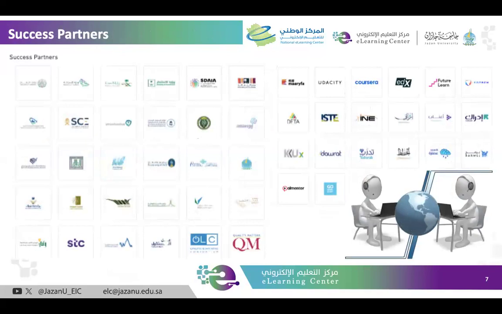Here are a lot of success partners with the National E-Learning Center. One of them is Jazan University, which is also one of the success partners. Also, you can see different logos which are familiar to you, like STC, and QM, which is Quality Matters, one of the international level standards, and there is OLC, also one of the fixed standards for e-courses. Udacity, Coursera, edX, FutureLearn: these are all different LMS platforms which provide e-learning content courses. And there are a lot of universities which are connected. So the important part is that Jazan University is also one of the success partners.